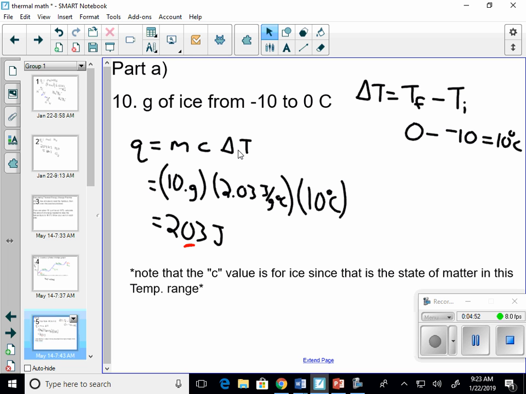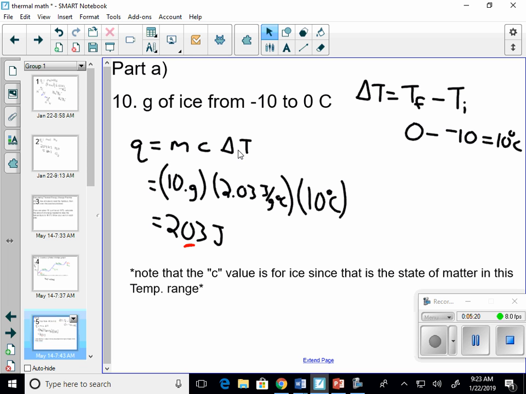The C value, the specific heat capacity, that measurement of how well it absorbs heat before its temperature changes. For solid ice, that value is 2.03 joules per gram degree Celsius. You do not have to memorize that value. It's given to you on the front side of your sheet of paper, which I would recommend hanging on to when you do the homework, because on the homework I didn't put all the constants, because it's all on this sheet of paper.